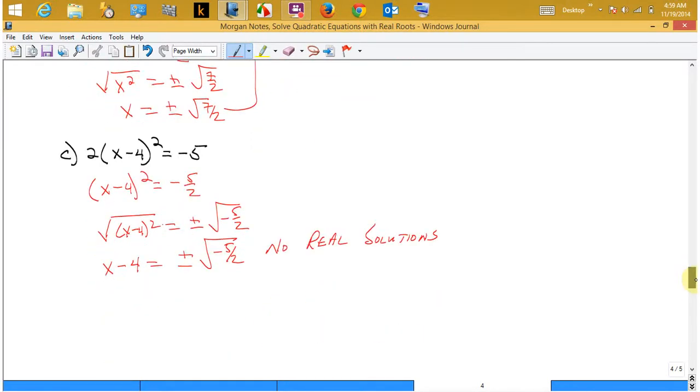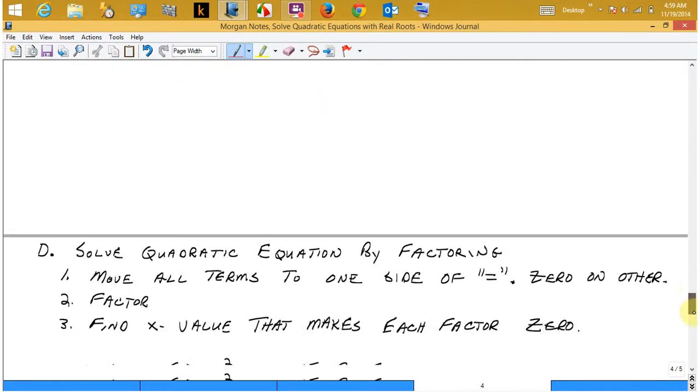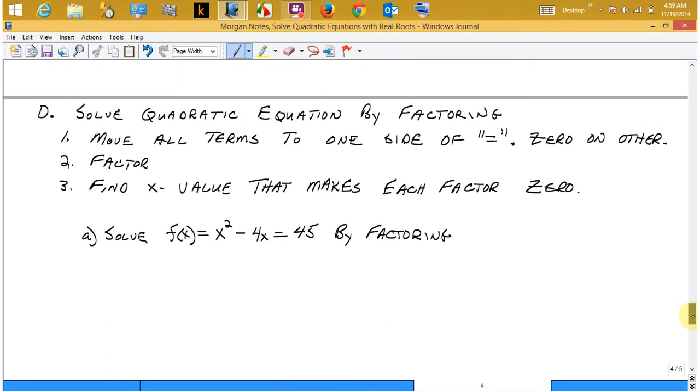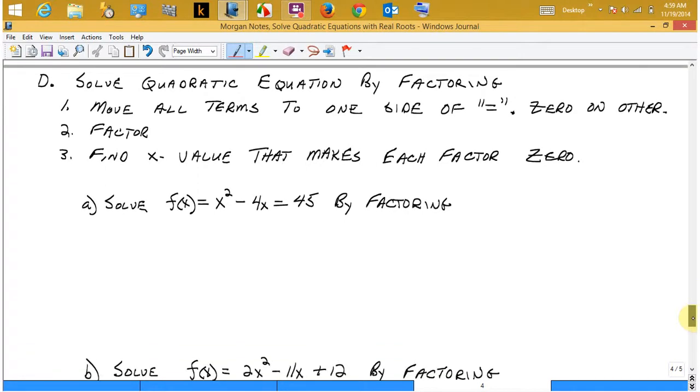Okay, we're going to get to do more with the complex numbers in the future, so we'll just leave it like that. Okay, now we're going to solve quadratic equations by factoring. For this, we're going to move all the number terms and x's and all the variables to one side of the equal sign, and we're going to leave a 0 on the other side. That's the same thing as setting y equal to 0.